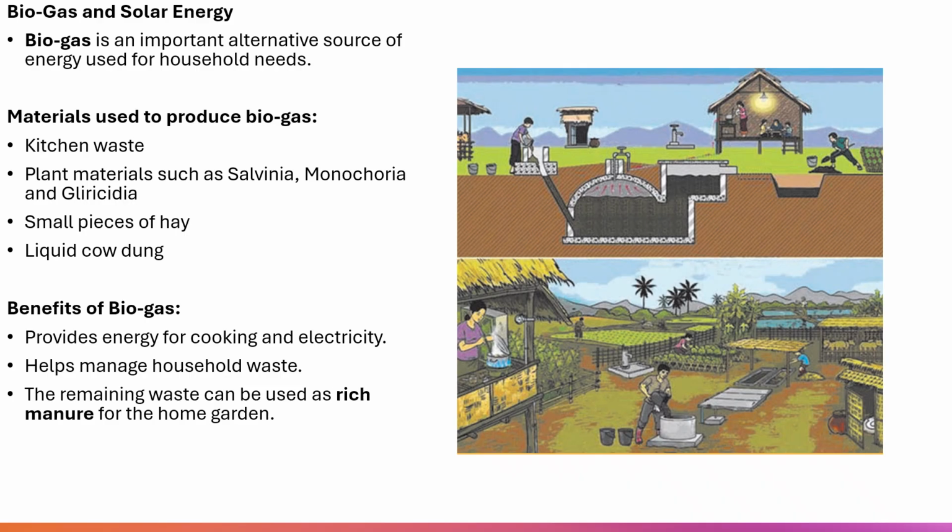Biogas and solar energy. Biogas is an important alternative source of energy used for household needs. Materials used to produce biogas: kitchen waste, plant materials such as salvinia, monochoria, and gliricidia, small pieces of hay, liquid cow dung. Benefits of biogas: provides energy for cooking and electricity, helps manage household waste. The remaining waste can be used as rich manure for the home garden.